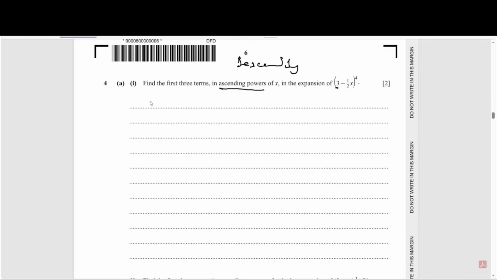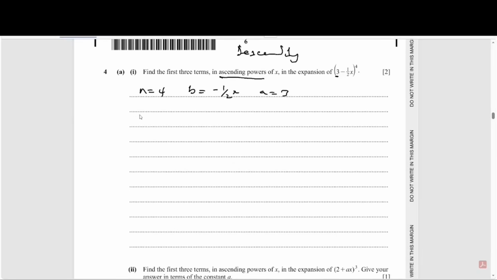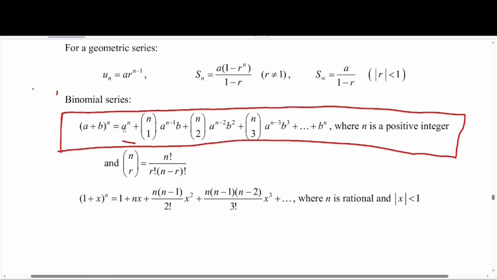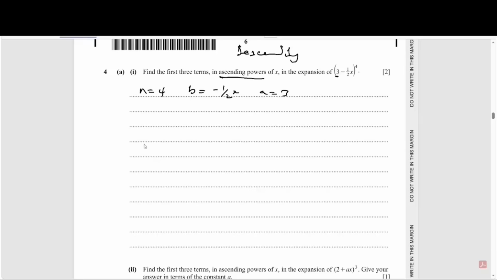So we see here that n is equal to 4. Our b is the whole of negative half x. Our a is the number 3. We're going to expand that. So we start. We have 4. The first term, as we saw over here, is supposed to be a exponent n, or 4 combination 0, and then the other stuff as well.